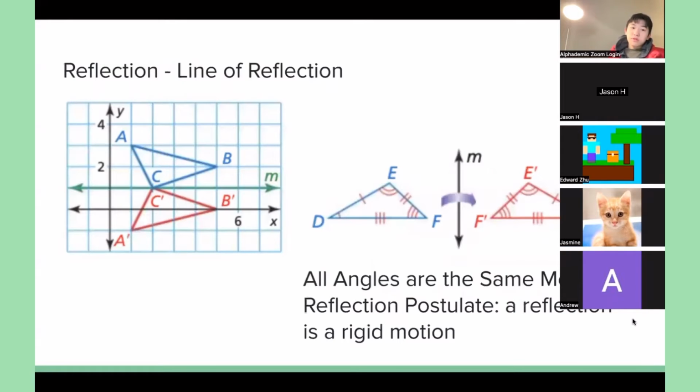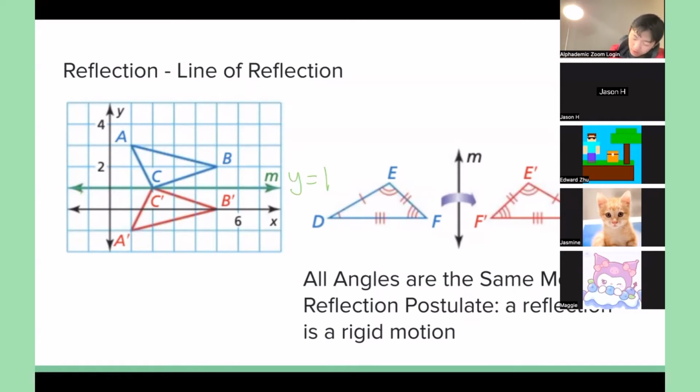All right. So now we have reflection, or what is known as the line of reflection. So as you can see here, the line of reflection M is y = 1. The triangle is reflected across this line, and all angles are the same measure when you reflect it. And the reflection postulate just says a reflection is a rigid motion.